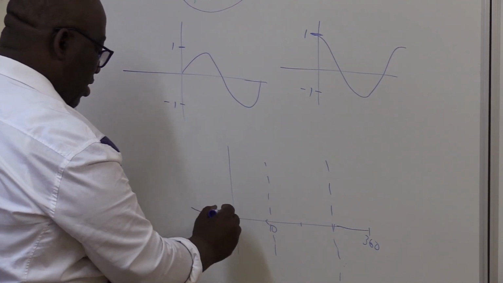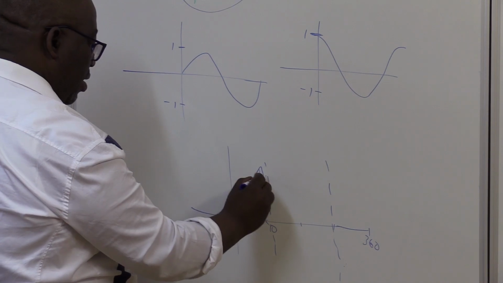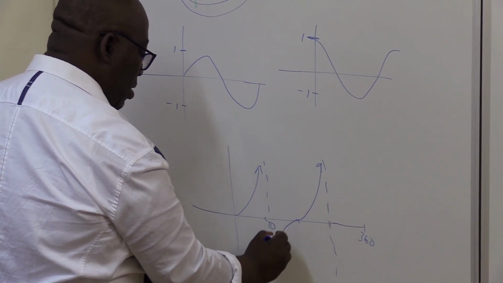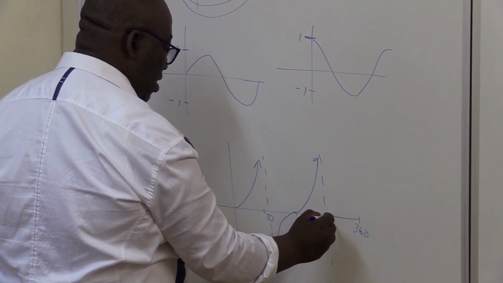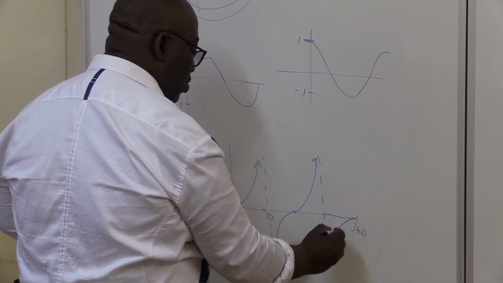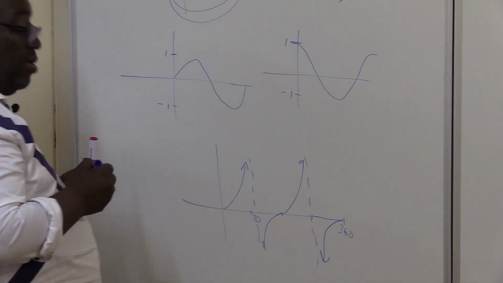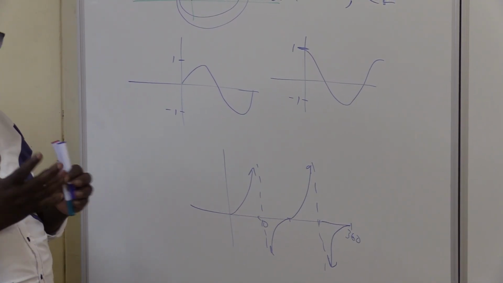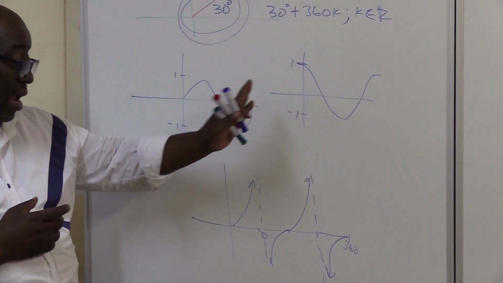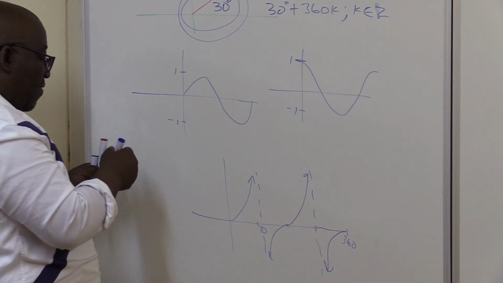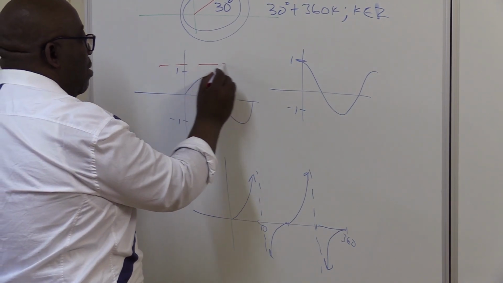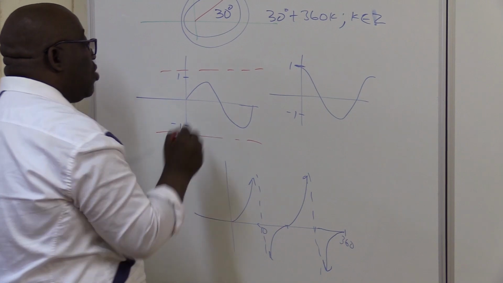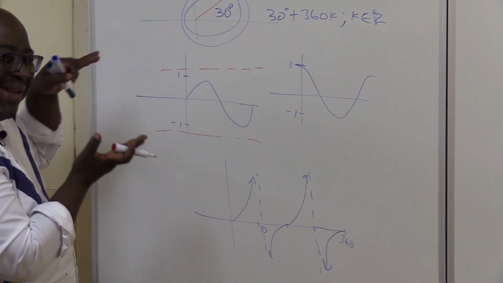I just want to talk about the shape of this graph. It will go like that, and like this one. This is a typical tan graph. Look at these three graphs. There are things that are important when you do the sine and the cosine graph. You will never find this graph above 1. You'll never find this graph below minus 1. So this graph is sketched between 1 and minus 1.